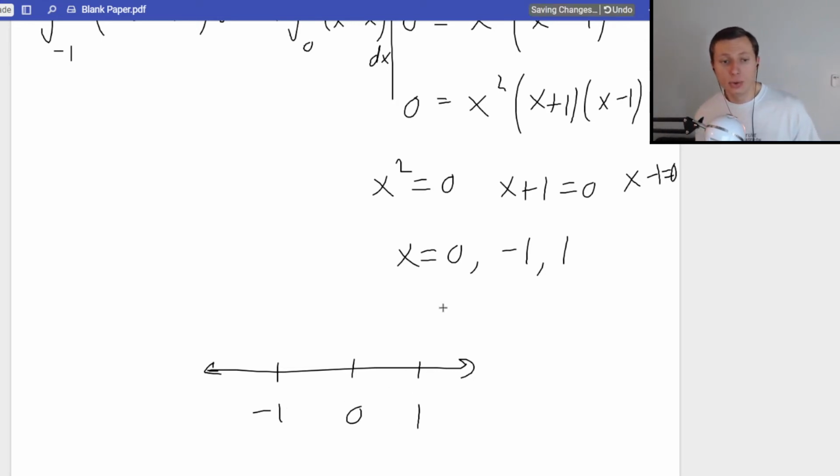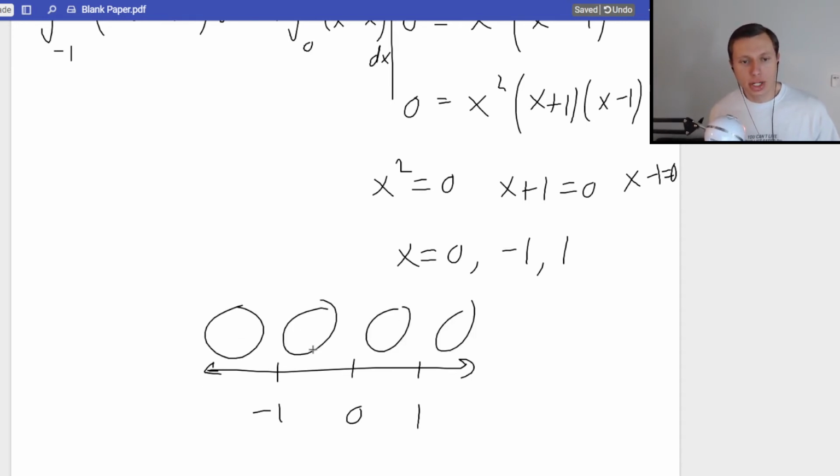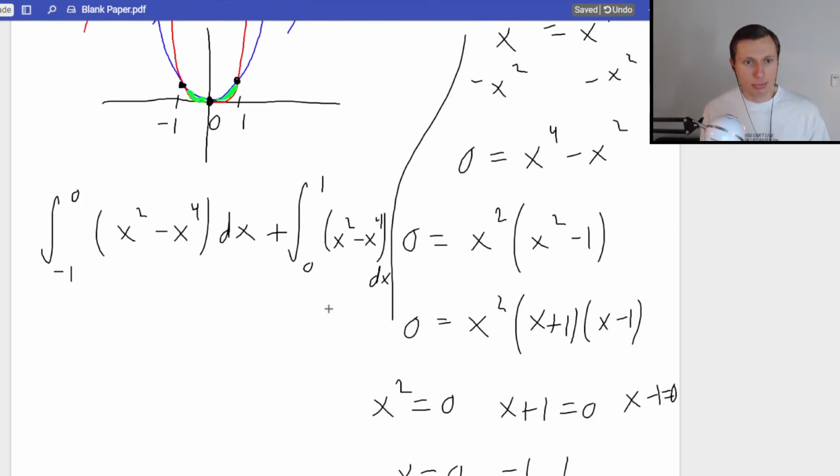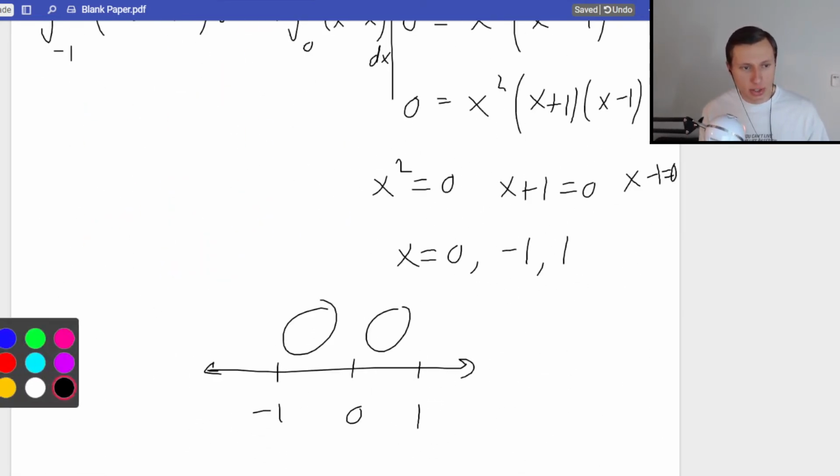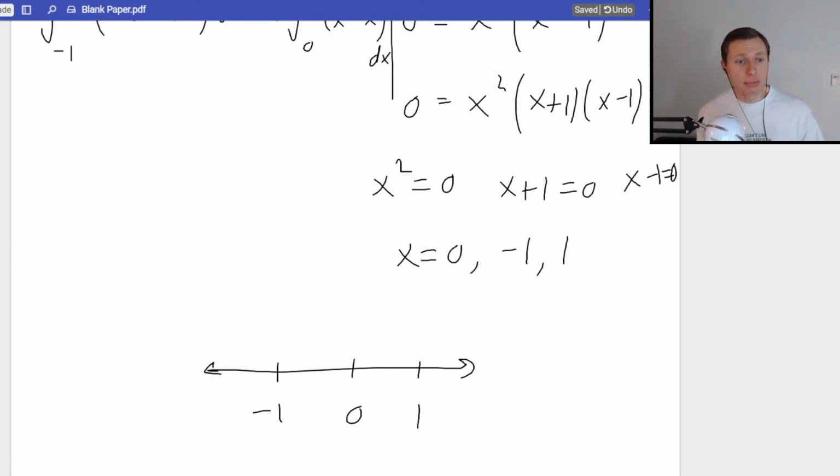But what I need to do is figure out which function is bigger in each of these regions, but only the regions between negative 1, 0, and 1, right? Those are the only points I care about. I want to know which function is bigger, the blue or the red, x squared or x to the fourth. And to do that, I need to plug in a point between -1 and 0 and another point between 0 and 1 into both functions. So that's kind of confusing.